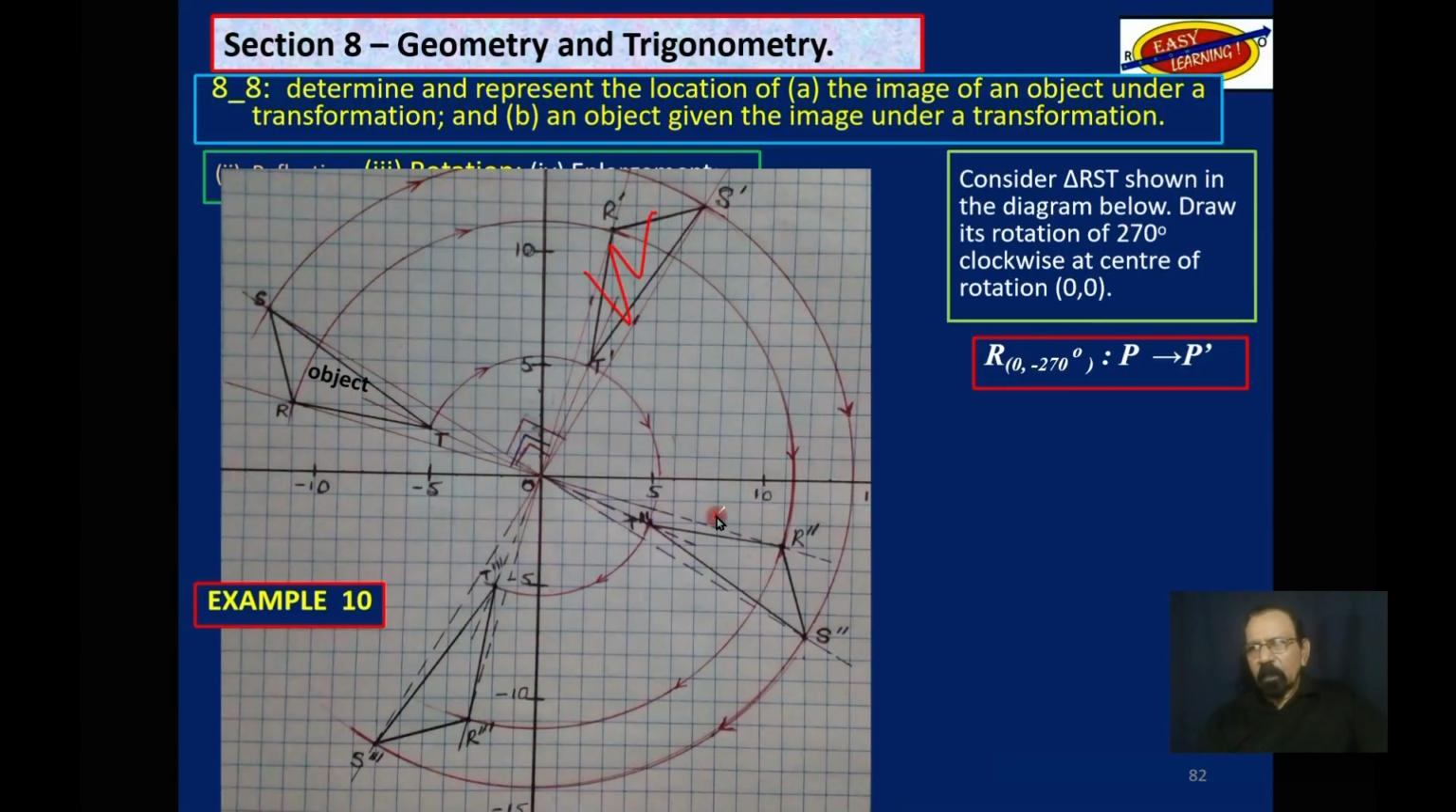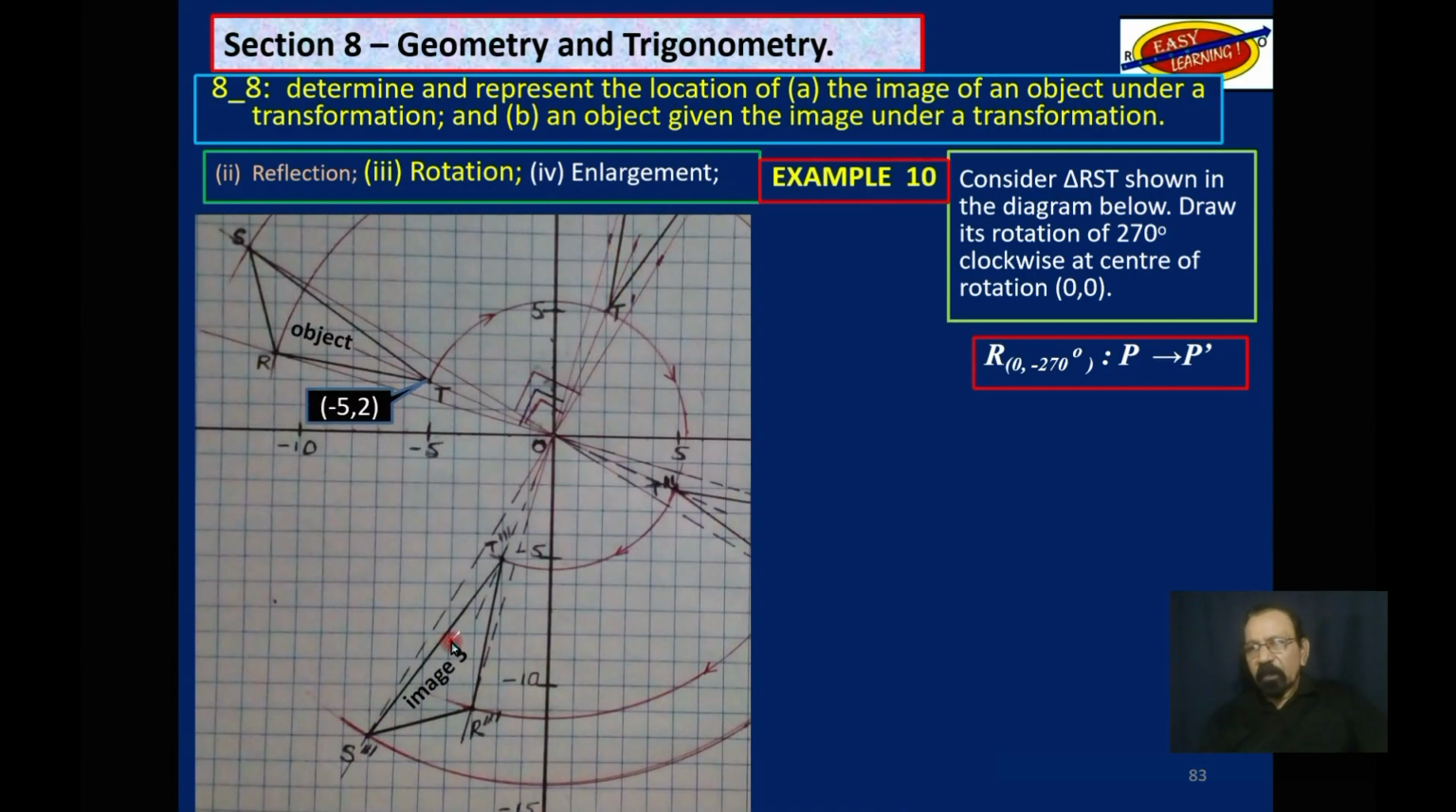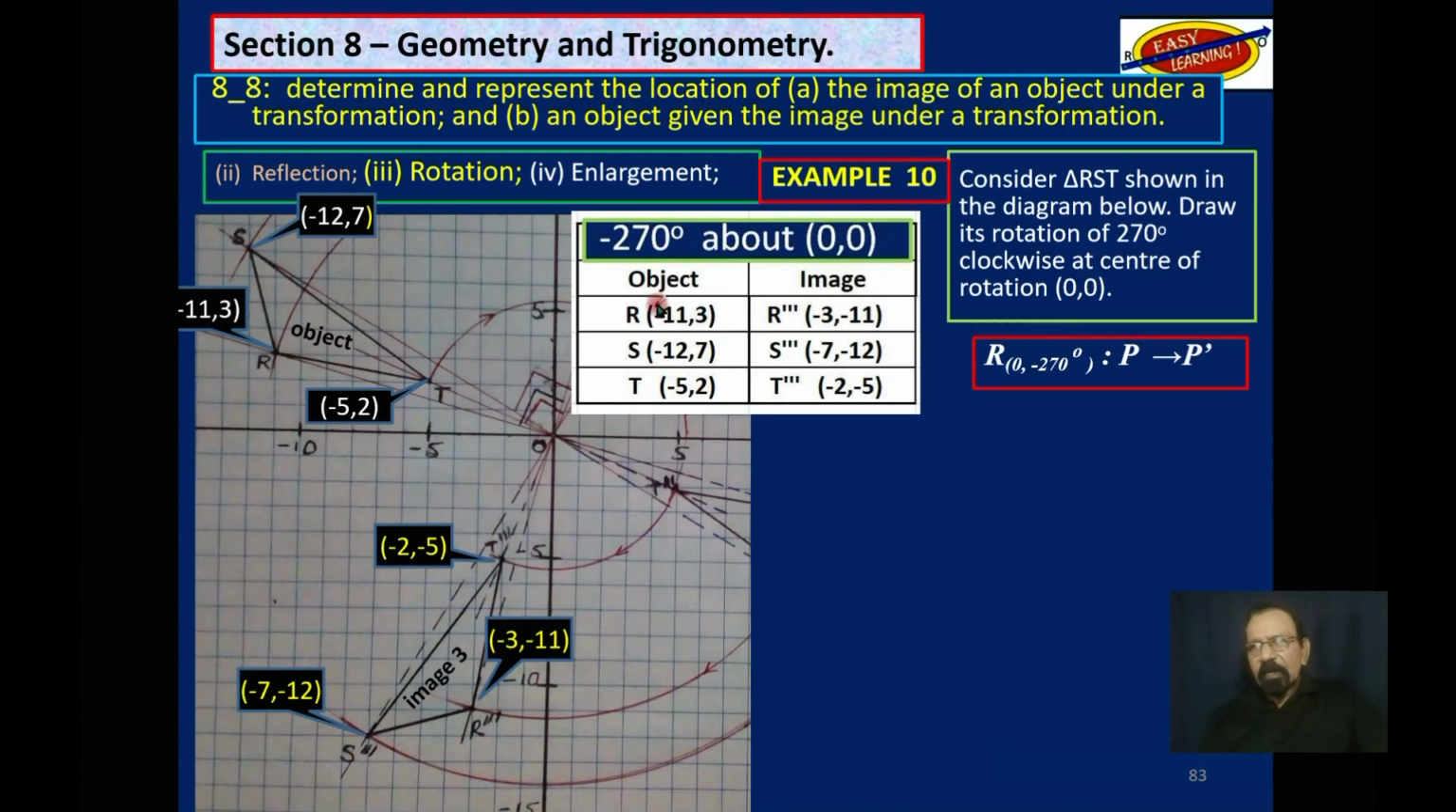So forget that, and here is where we are, 270 clockwise. Can we calculate that? From here to there, negative 5, 2 becomes negative 2, negative 5, and so on. So what happens here is that the x values became the y values over here unchanged, and the y values here became the x values here multiplied by negative 1, which is this. But we have seen that before.